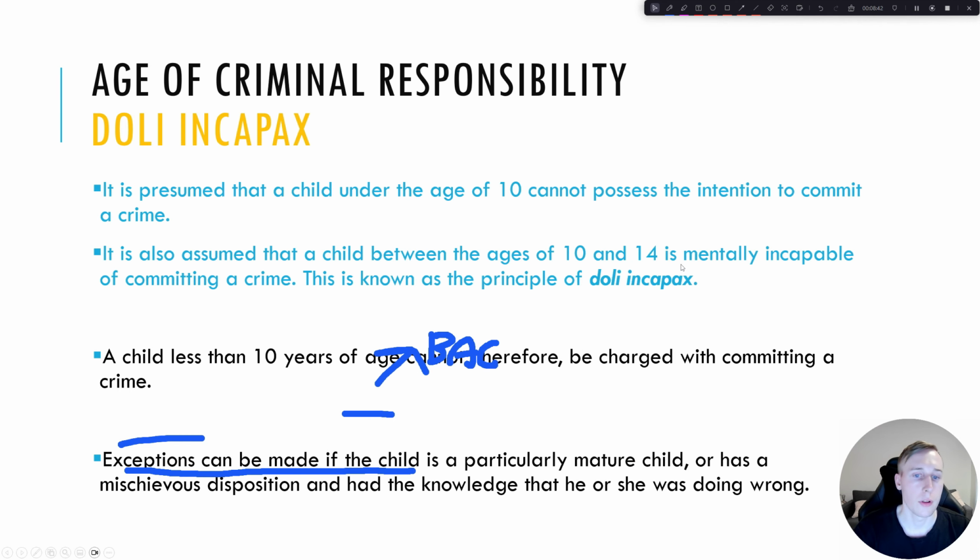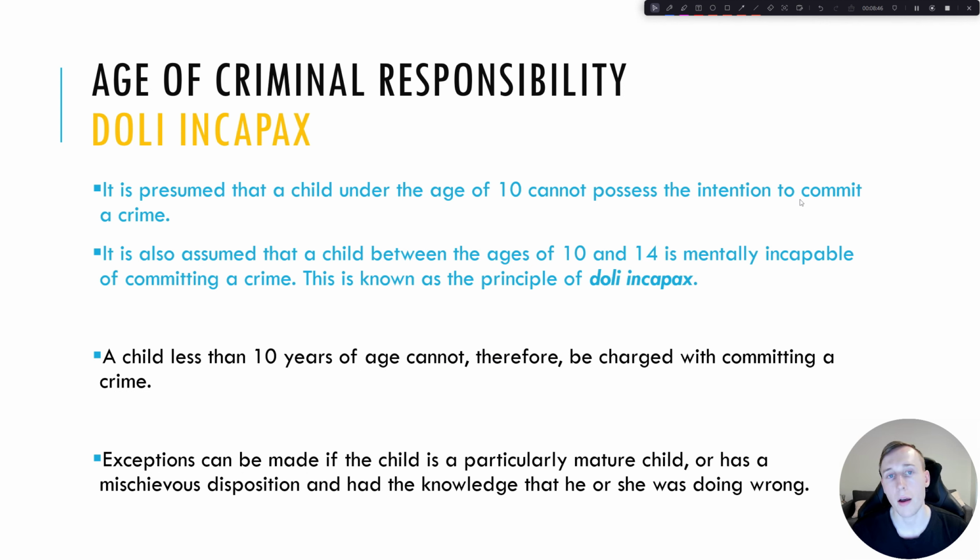All right, last three is what's known as Doli Incapax. Our age of criminal responsibility in Victoria is 10. Basically anyone under the age of 10 is deemed not to possess intention to commit a crime, and they technically can't be charged with a crime. It's assumed that when someone turns 10 years old, they're now seen as finally being mentally capable of knowing what they're doing. But there is a bit of a twist to this.